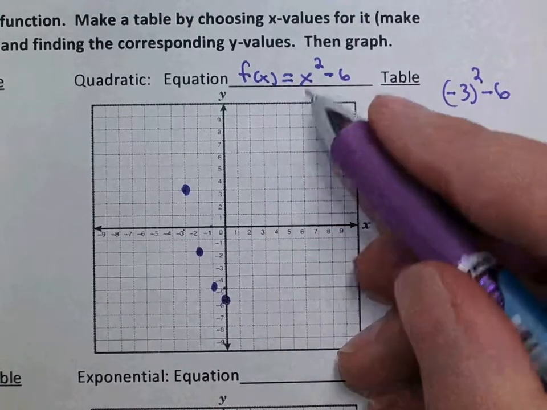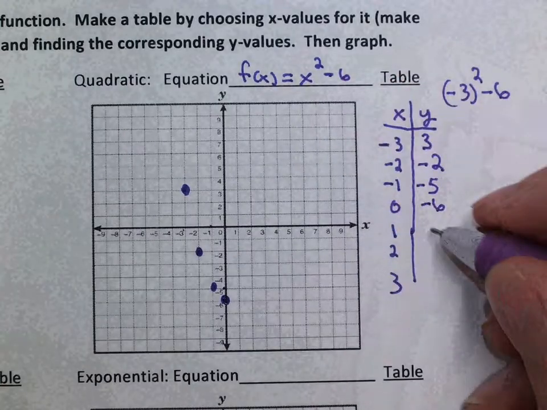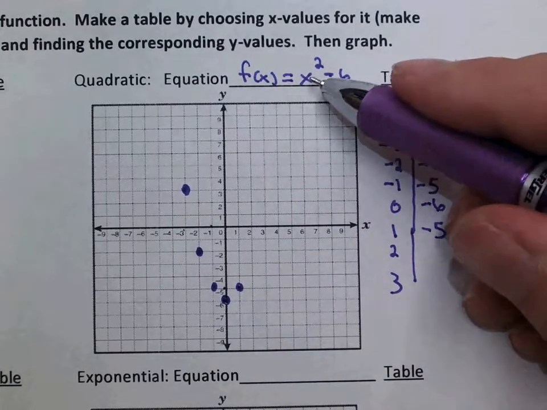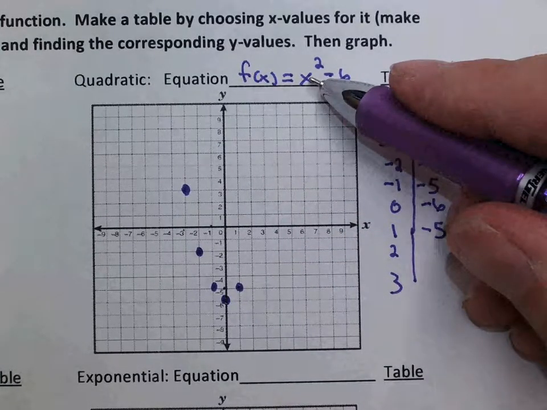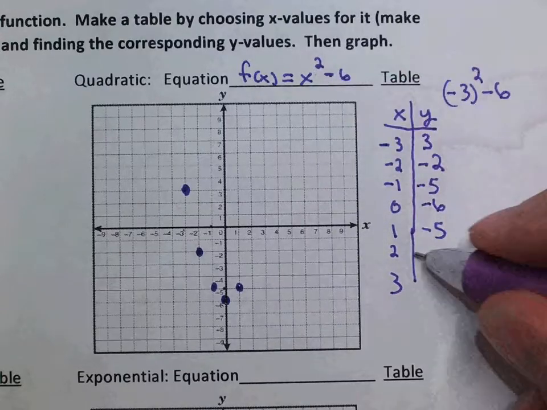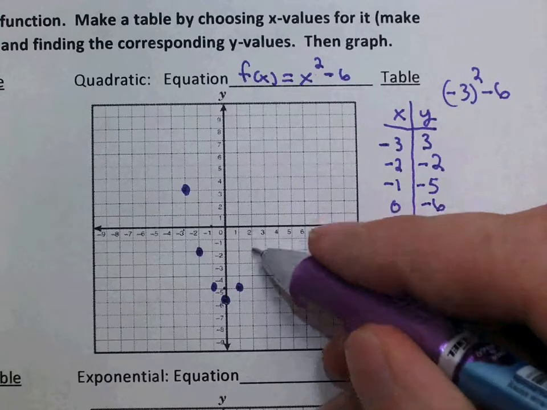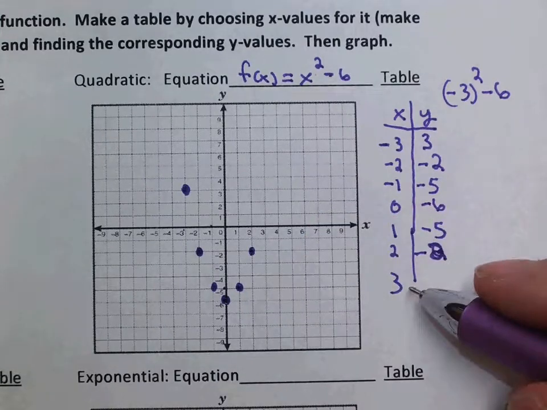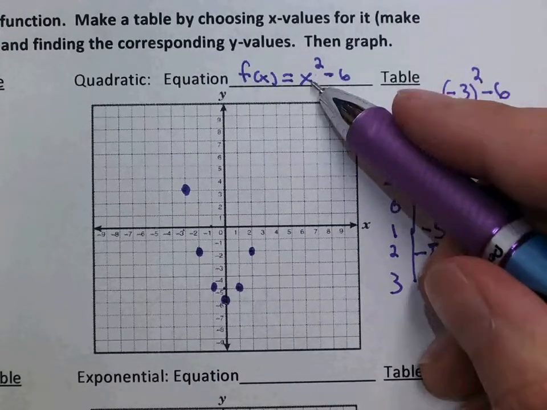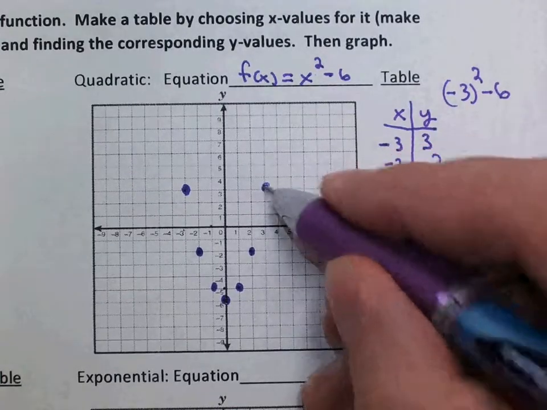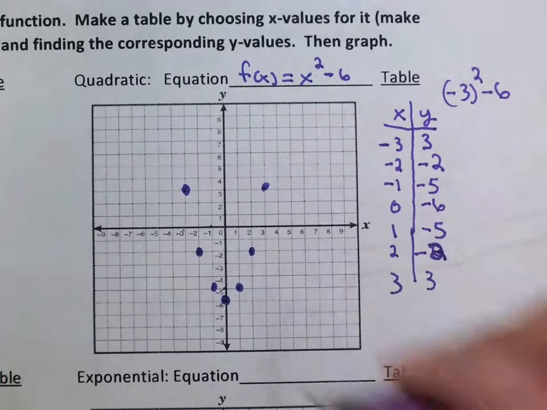When x is 1, 1 times 1 is 1, 1 minus 6 is -5. So when x is 1, y is -5. When x is 2, 2 times 2 is 4, 4 minus 6 is -2. So when x is 2, y is -2. When x is 3, 3 times 3 is 9, 9 minus 6 is 3. And so I get a very beautiful parabola here.